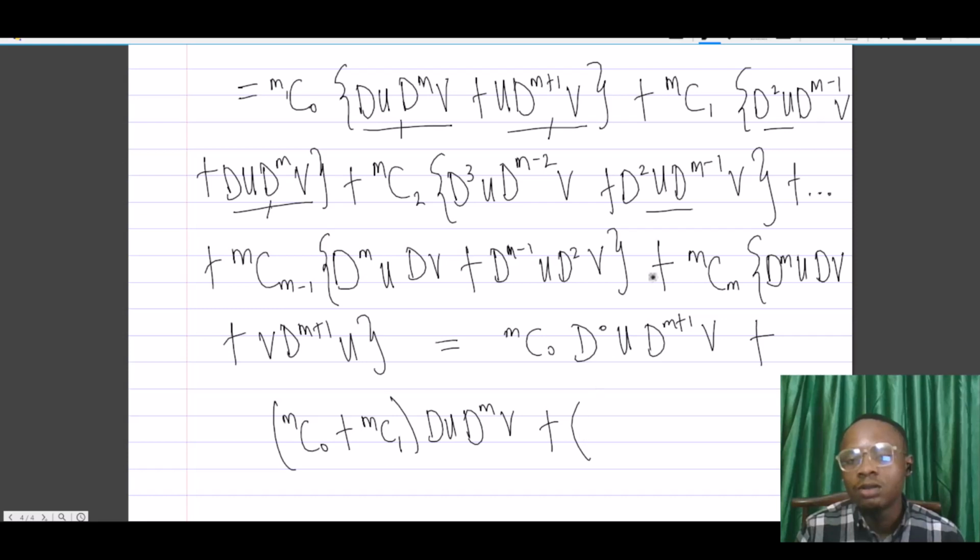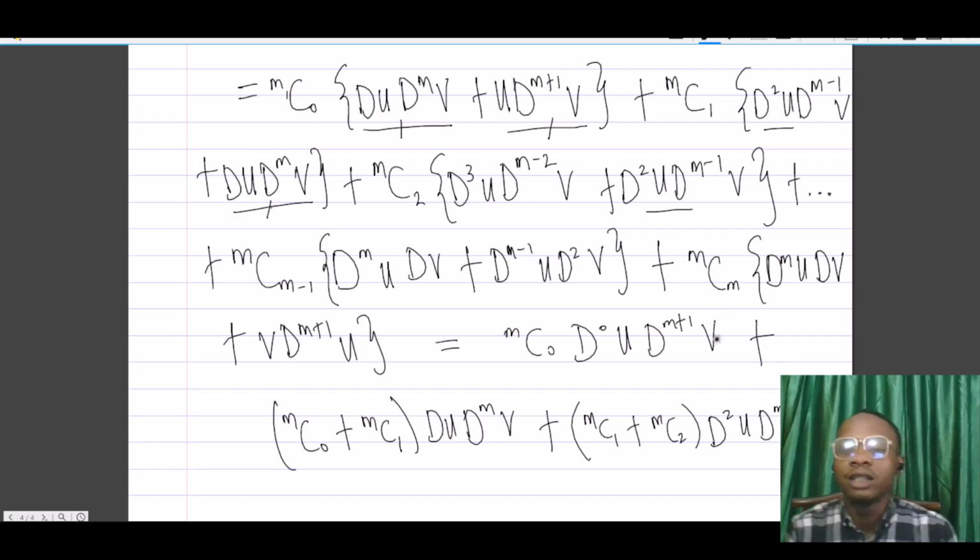plus, so the coefficient for this is m combination 1, and the coefficient for this is n combination 2. So this is m combination 2. So m combination 1 plus m combination 2. Then we can write a single one of them. That is the squared u d m v. So basically, that is that about that. And so that takes off this term and this term.